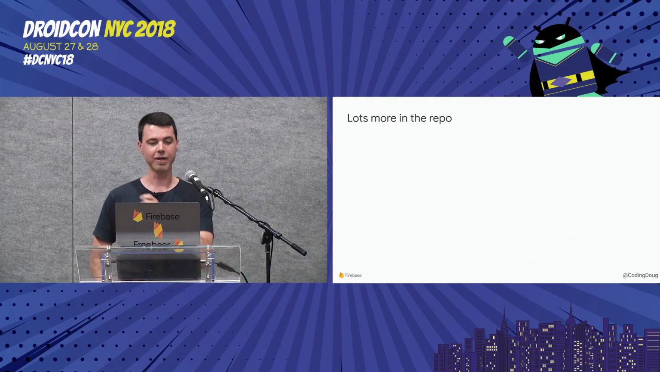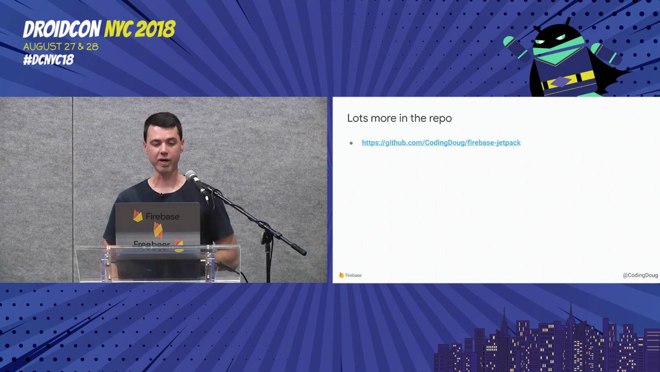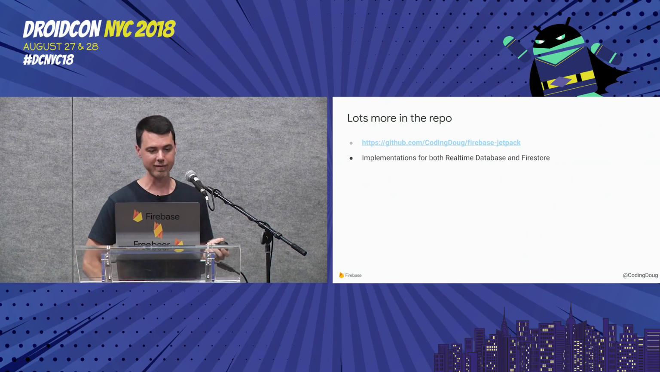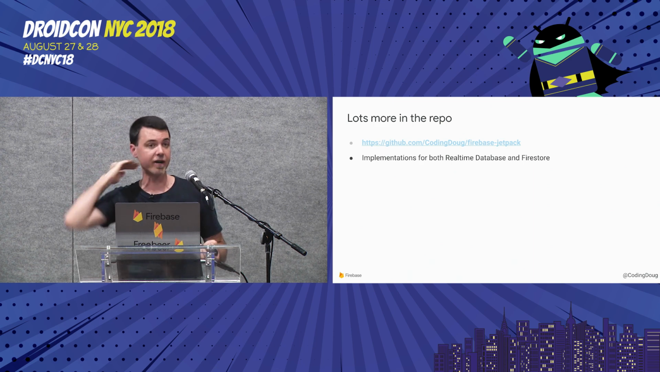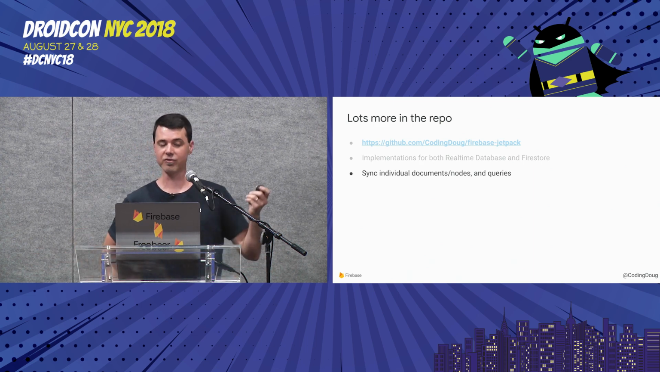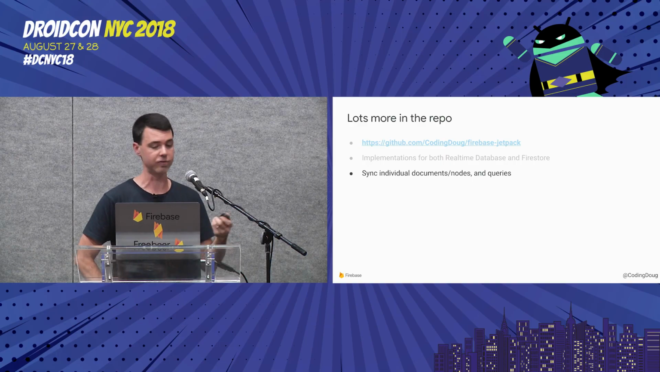Okay, I'm out of time. There's lots more in the repo. Go get the code. Please go clone it, study it. Let me know if you have any feedback. There are implementations for both real-time database and Firestore, individual documents and nodes and queries.